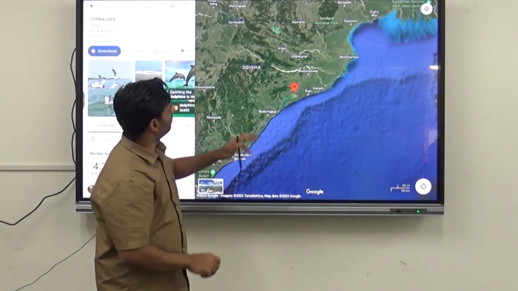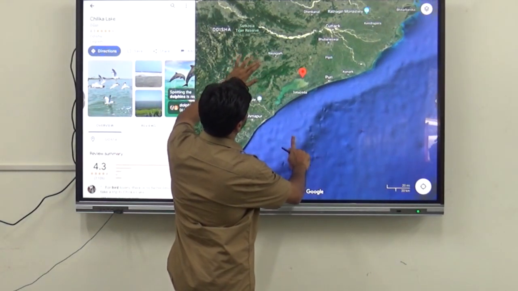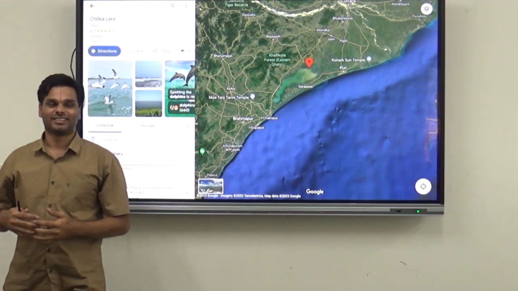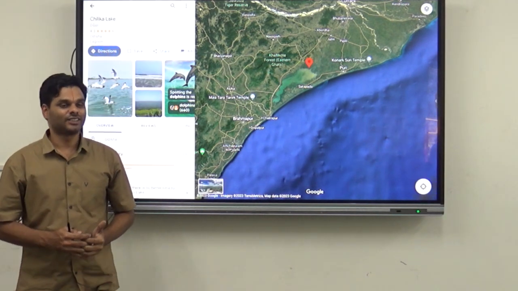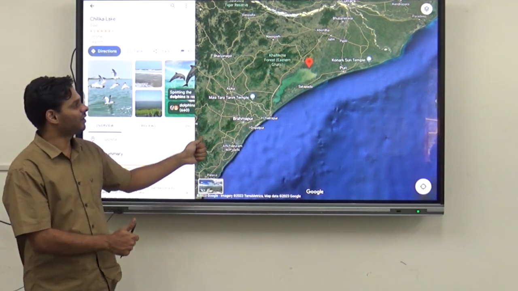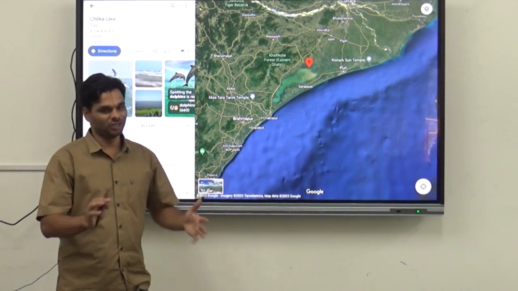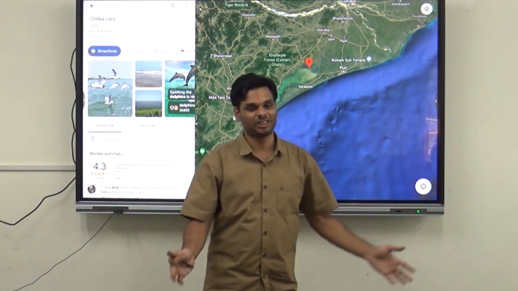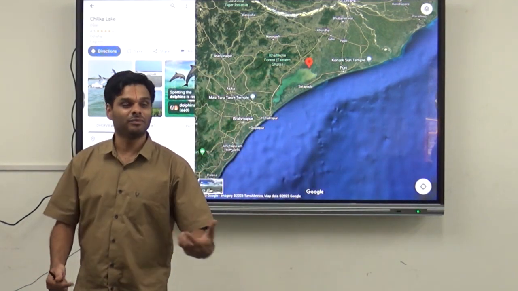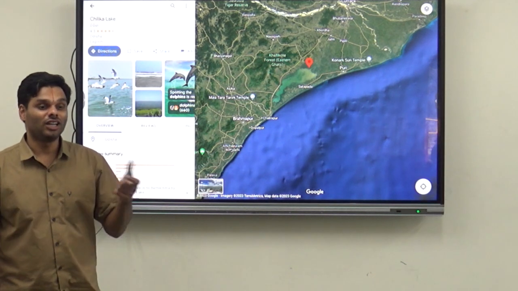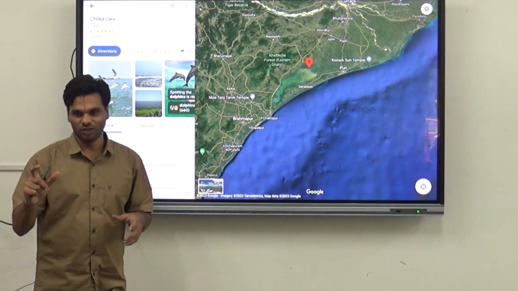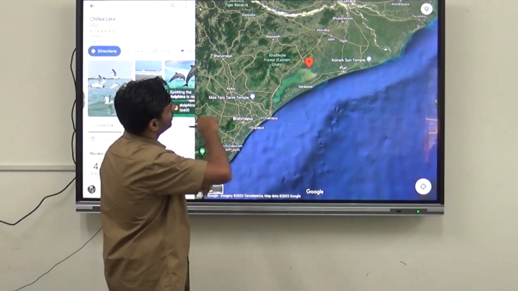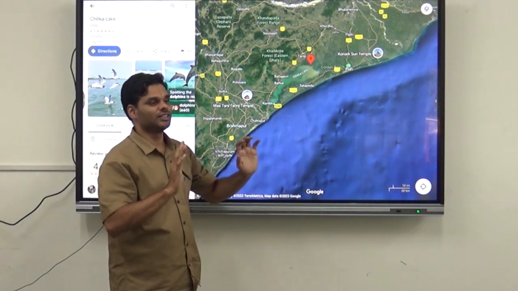Is the Chilika Lake a freshwater lake or a saltwater lake? Saltwater lake. How do you know? It is close to the sea. It looks like a backwater. So mostly it's a brackish wetland. Brackish means salty. You should know that word. So mostly it's a salty wetland.